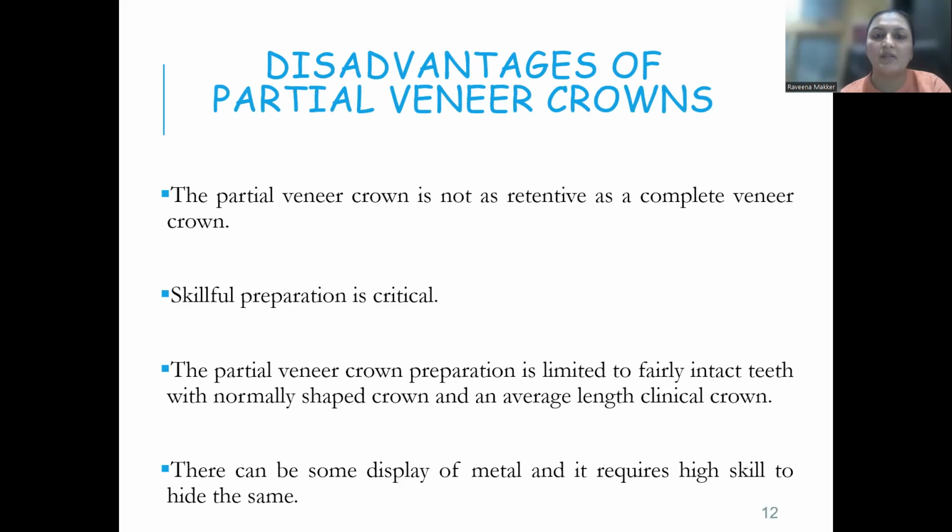The disadvantages of partial veneer crowns. The partial veneer crown is not as retentive as a complete veneer crown. Skillful preparation is critical. The partial veneer crown preparation is limited to fairly intact teeth with normally shaped crown and an average length clinical crown. There can be some display of metal and it requires high skill to hide the same.